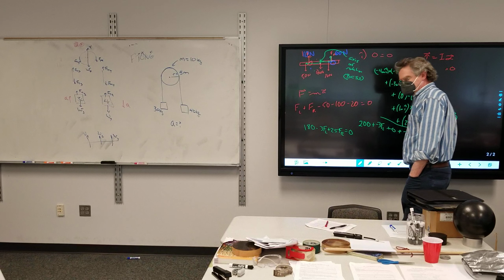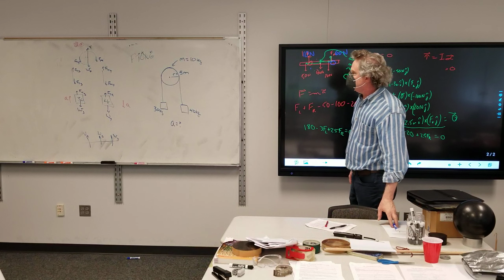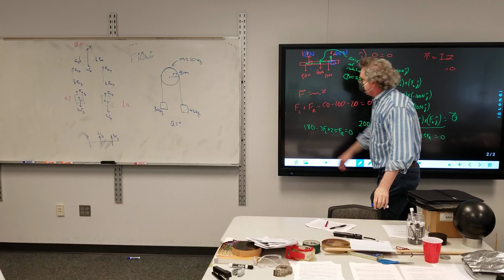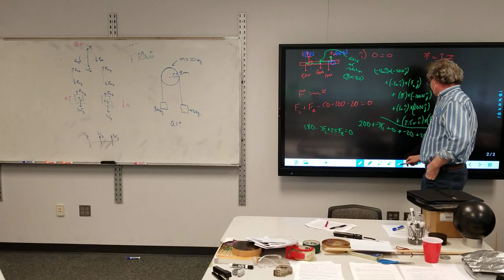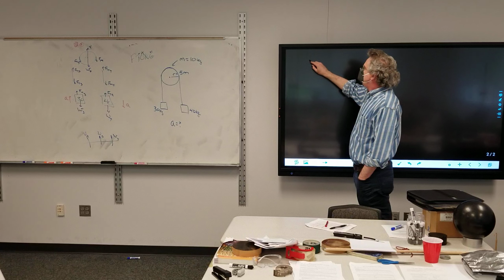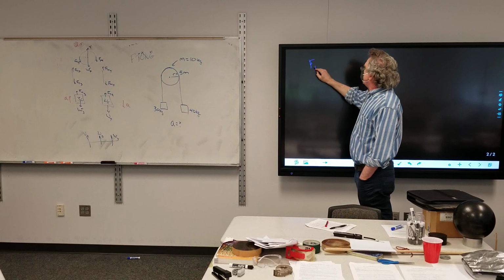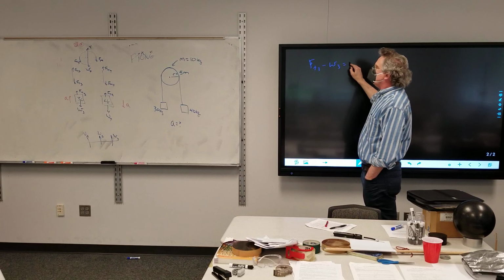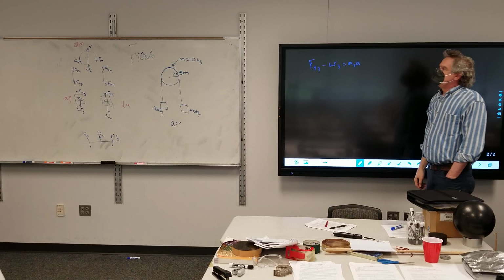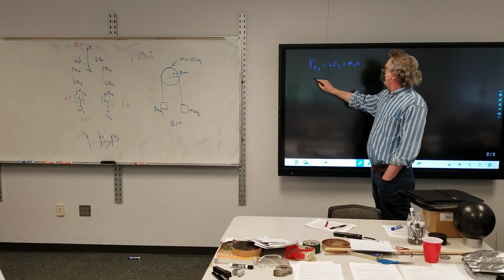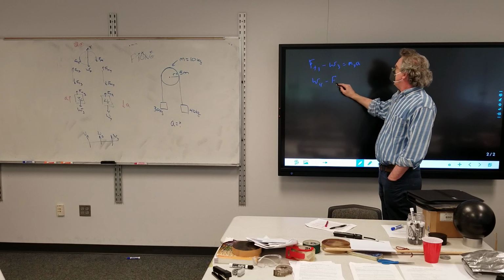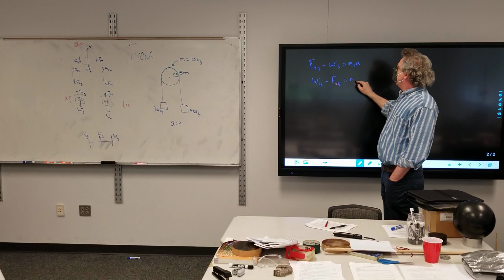So let's set up our equations of motion. We'll have three equations of motion that we care about here. We could come up with a fourth equation if we just wanted to. But we have Ft3 minus W3 is equal to mass 3 times acceleration. On the right-hand side over there, we have the weight W4 minus Ft4 is equal to M4A.